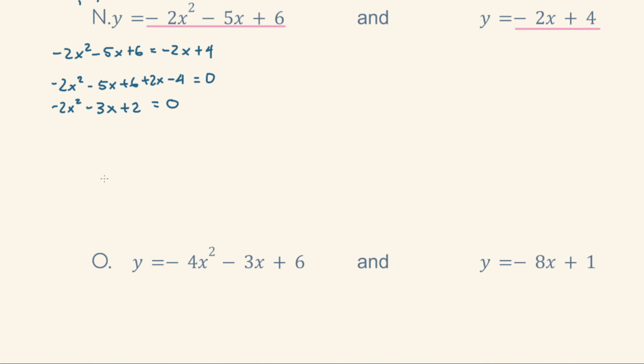Now the question is, what multiplies out to minus 4? Because we're taking this minus 2 times this 2. So what multiplies out to minus 4 but adds up to minus 3? And the answer to that is minus 3 and 1.